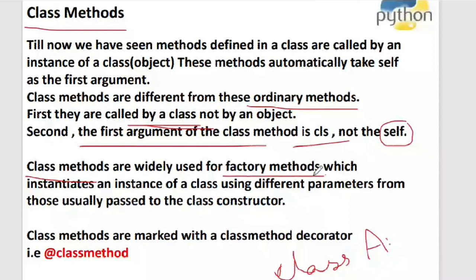If you want to do something different other than initialization or instantiation in the init method, you can write a class method. So how do you write a class method? The class methods are marked with the class method decorator.